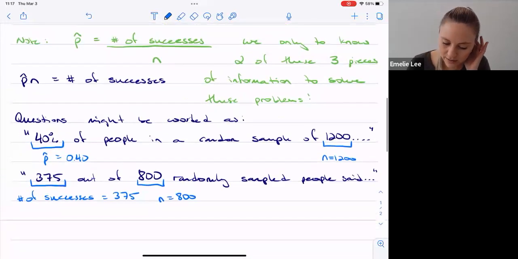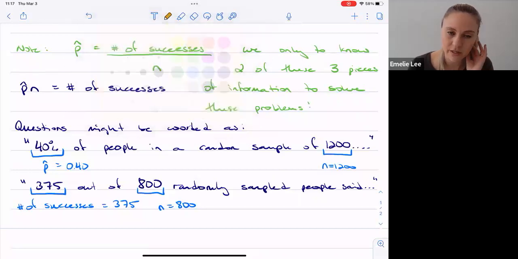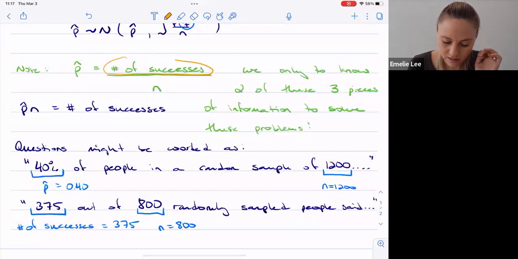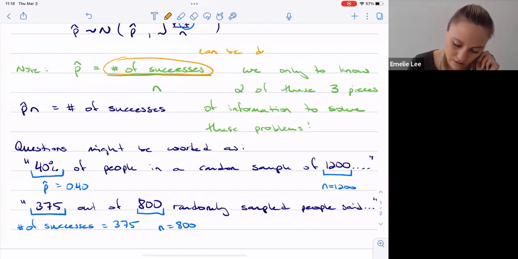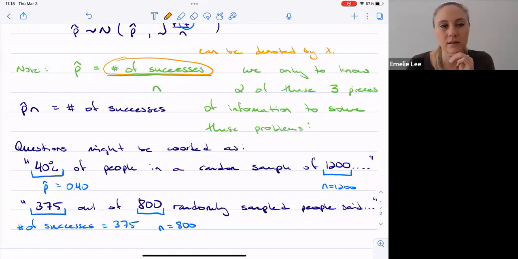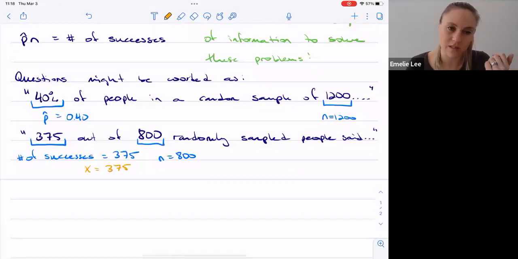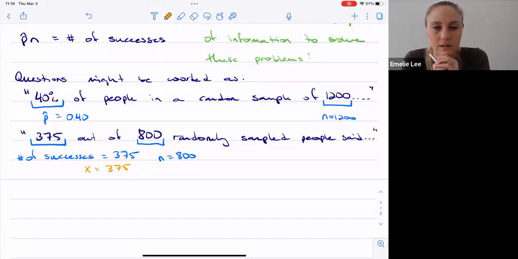And just as a side note here, I know tons of side notes all over the place, the number of successes can be denoted by X. So instead of writing out the number of successes, you can just say X. For example, here I might say X is 375 instead.